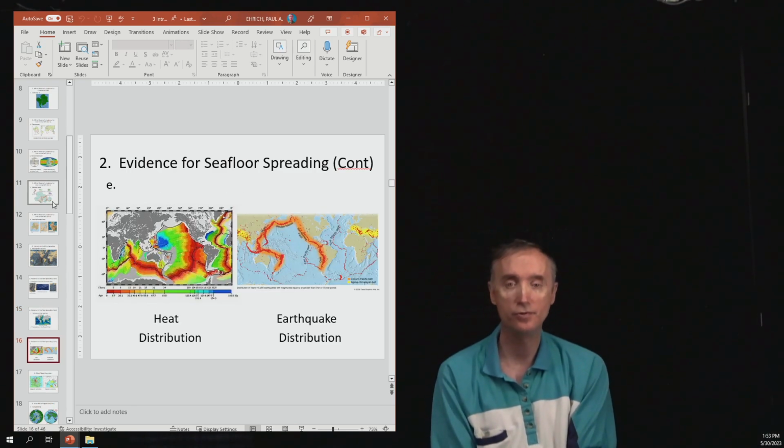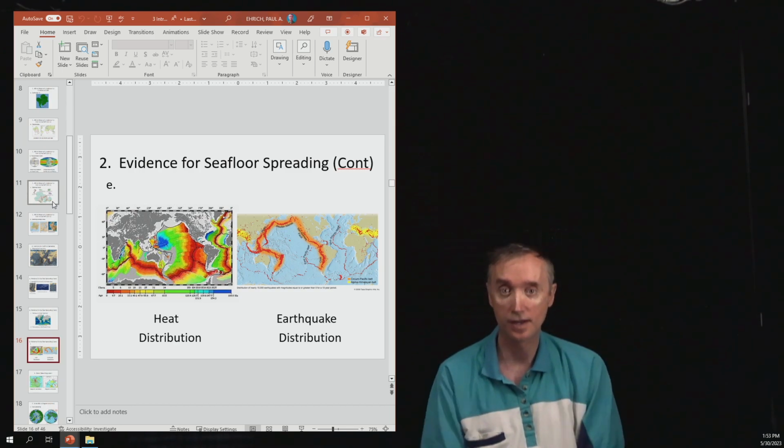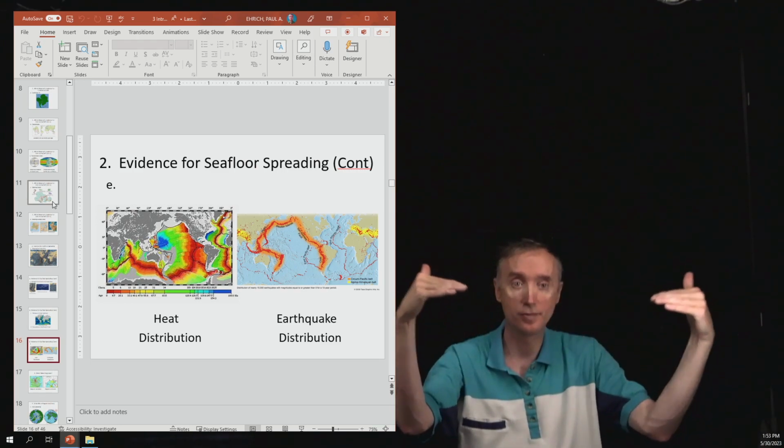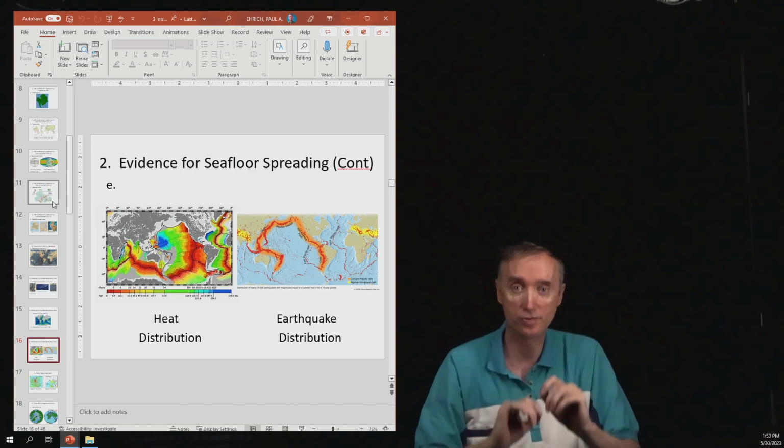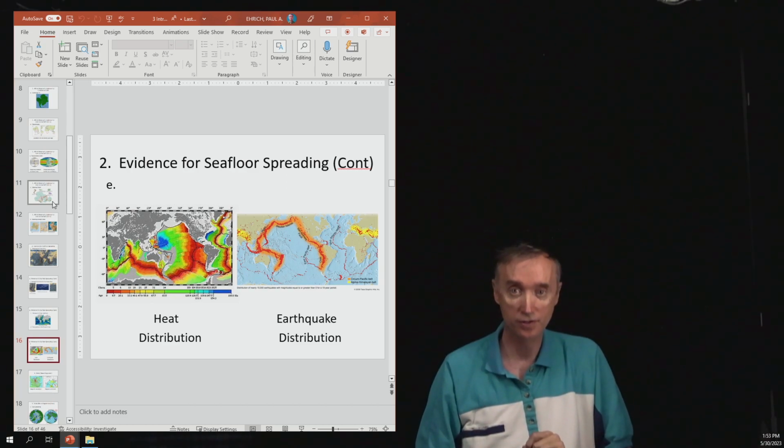Okay, heat distribution. This shows that the mid-ocean ridges are very hot. That's because material from the asthenosphere, that magma, is coming up at one of those mid-ocean ridges. So you see that's that red area.